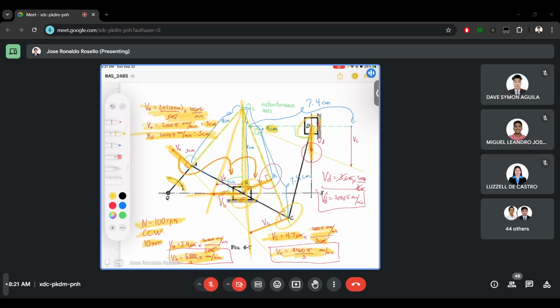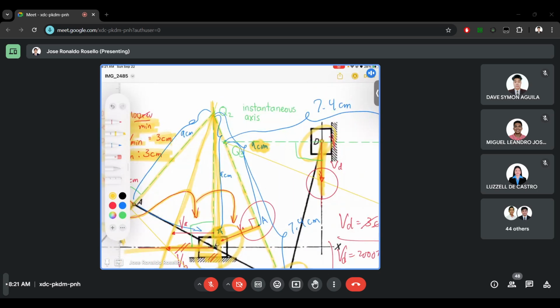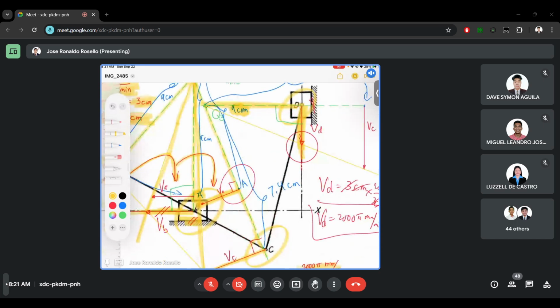D is on a slider. We know that the direction of it is parallel to the ground. So let's make a perpendicular line with the direction, and this perpendicular line will intersect at point C. We make the perpendicular line also from C, and their intersection will be our new instantaneous axis, which is Q3.